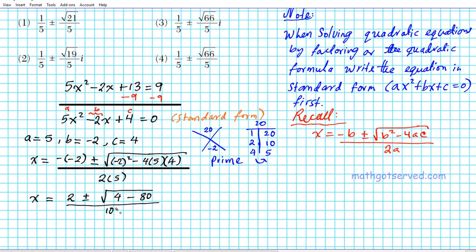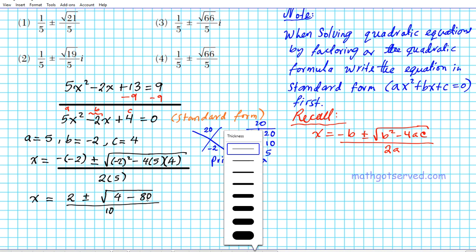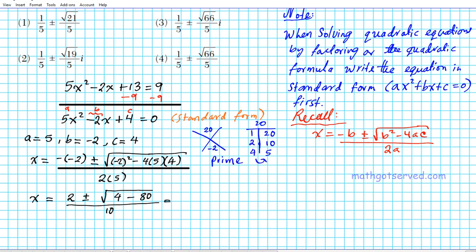Alright, let's keep on simplifying. Using the order of operations, this quantity underneath the radical can be viewed as something grouped in parentheses. So we'll simplify that next. So that gives us 2 plus or minus the square root of 4 minus 80, which is negative 76, divided by 10. Alright, so we have a negative radical here. So the question is, can we simplify this?